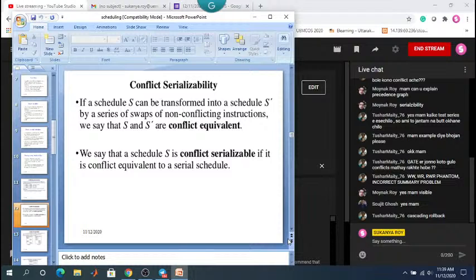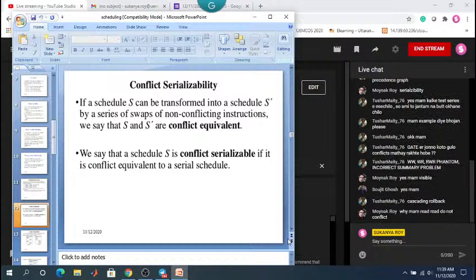So what is conflict serializability? From this conflict, we come to a new serializability, that is conflict serializability. If a schedule S can be transformed into a schedule S dash by a series of swaps of non-conflicting instructions, then we can say S and S dash are conflict equivalent. Suppose both are reading; if I read some data, how can it conflict with another read? I am not making any changes, so how can it make a conflict, right?